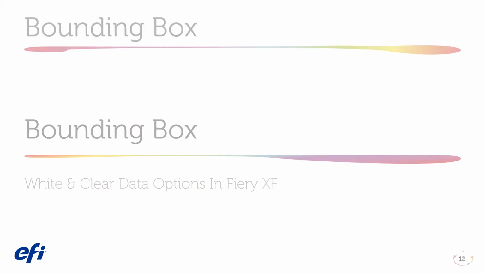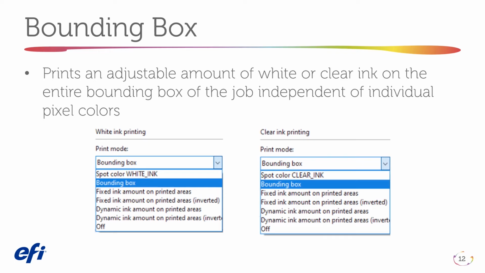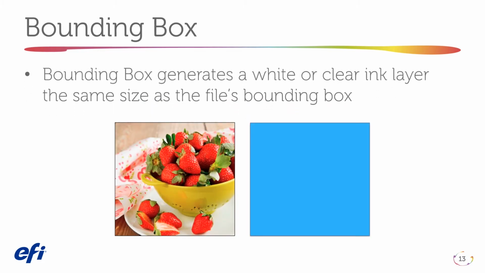Bounding box. Bounding box prints an adjustable amount of white or clear ink on the entire bounding box of the job, independent of individual pixel colors. Bounding box generates a white or clear ink layer the same size as the file's bounding box.